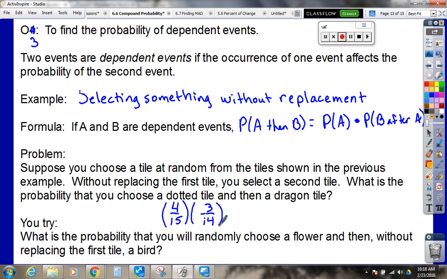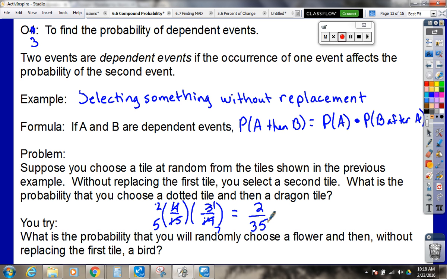So that's what I mean by the probability of B after A. And then we multiply straight across. But first I'm going to simplify because 3 goes into 15 5 times, and 2 goes into 4 twice and into 14 7 times. So now I have 2 times 1 is 2, which is equal to 5 times 7 is 35. So the probability of that happening is 2 out of 35.